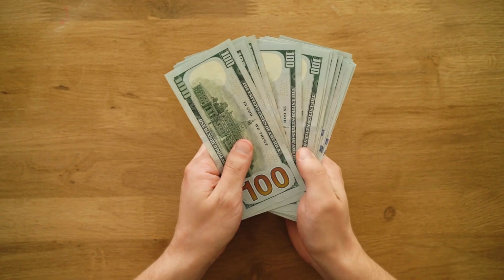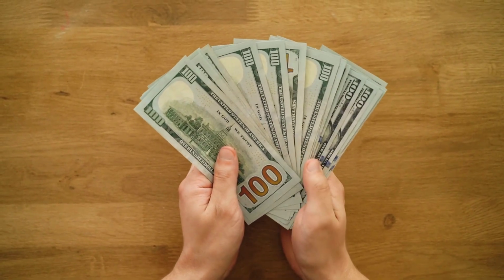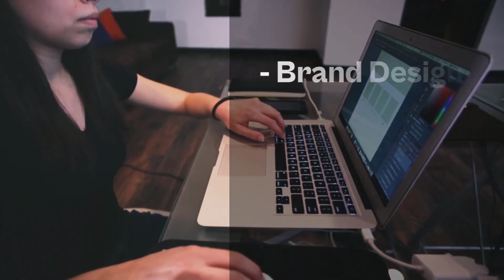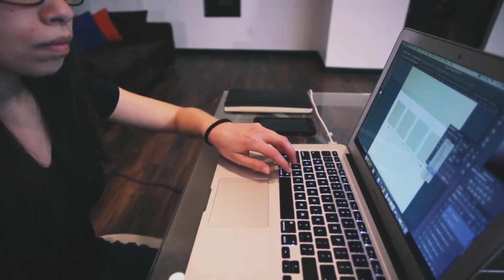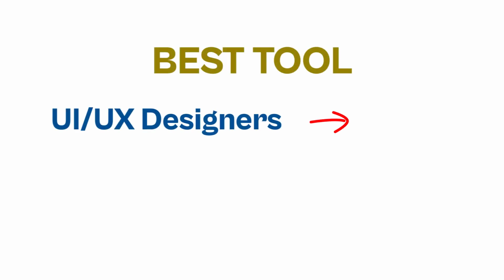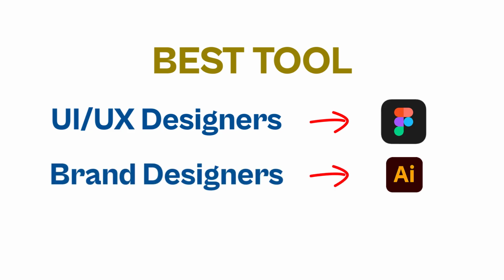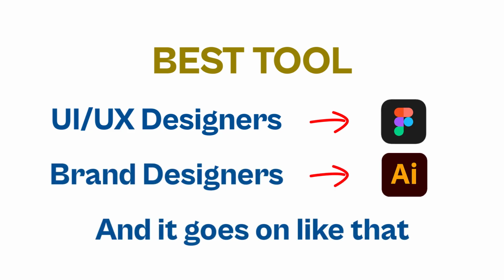So to do that, recall and analyze your previous projects. Try and find that particular niche that resonates well with you. It may be the ones you did not find much difficulty in working on. You may also consider the market demand of that niche. That also can help you to find a good niche for yourself. It can be brand design, illustration, web design, and others. After choosing that niche, make sure you research the best tool for that niche. For example, UI designers mostly use Figma for their projects. Brand designers also use Adobe Illustrator, and it goes on like that. Remember that after you are specialized in one niche, don't end there.